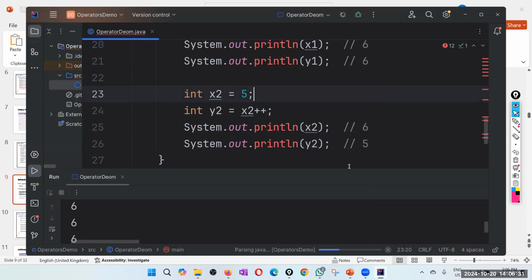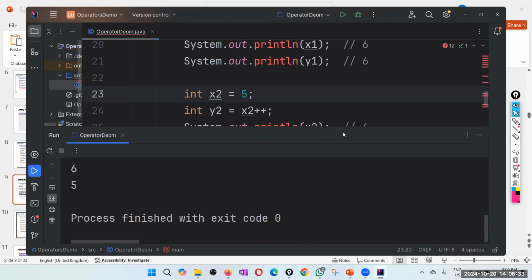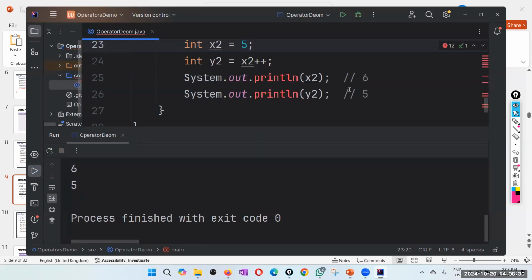So that is a tricky scenario that you must understand. It is tricky because in the second example, your current x value is assigned to y, therefore y is still 5, and then anyway x is incremented. That is something you need to understand.